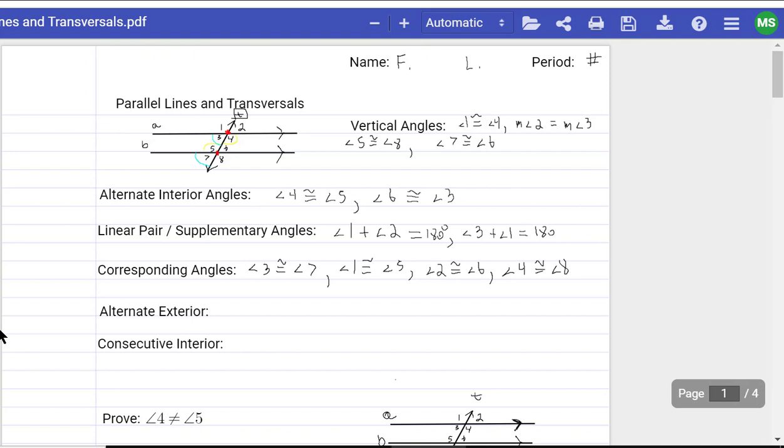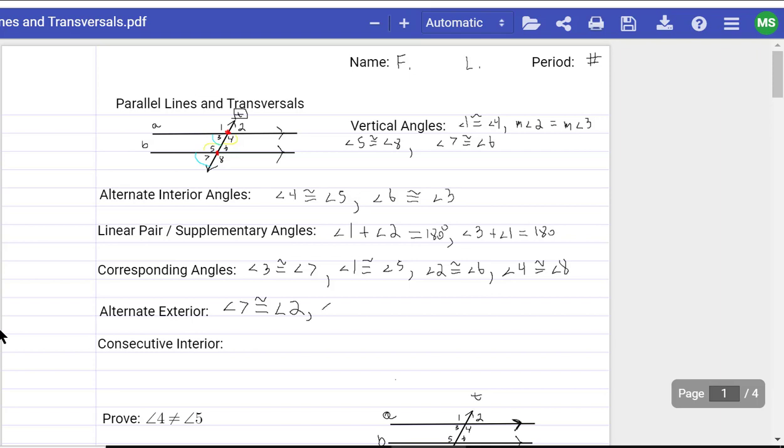But they're always wanting us to do a little bit more. So alternate exterior angles. For example, if we look at this 7 and this 2, they're on the outside and they alternate on either side of the transversal. So angle 7 is going to be congruent with angle 2. Now you could also think about this as angle 2 corresponds to angle 6, and angle 6 is a vertical angle to 7. There are ways to work around it where you don't need to memorize every single one of these.